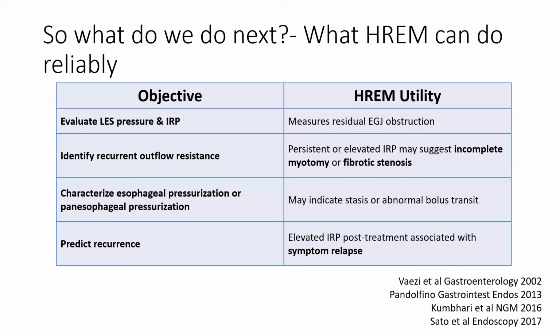So what does manometry do reliably? We want to measure the LES pressure, and it measures the IRP, the residual EGJ pressure, very well. You want to identify the outflow resistance. You want to measure the intrabolus pressures. You want to measure the EGJ outflow. You want to measure what is happening because of an obstruction, whether the patient still has compartmental pressurization or has a PEP. And it gives you some prediction of the response.